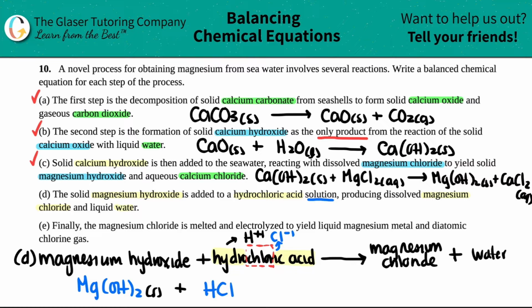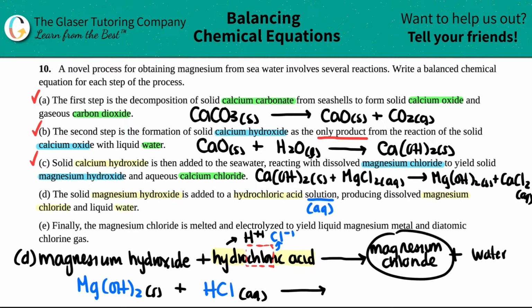And they told me that it was a solution. Solution means that you dissolved, so that's another way of saying aqueous. Looks like we can disguise aqueous in many different terms. If it's a solution, it's aqueous. If it's dissolved, it's aqueous. If they say aqueous, obviously it's aqueous. So this has to be aq.